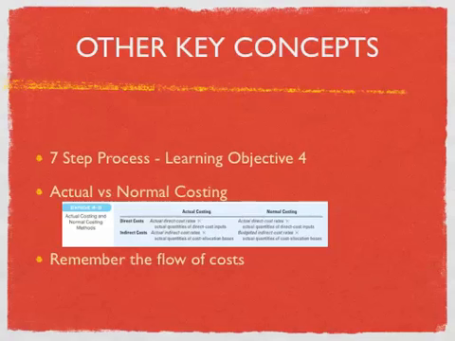Step 6 is compute the indirect cost allocation to the job. So we're going to multiply the actual quantity of each different allocation base by the indirect cost rate for each allocation base. And finally, step 7 is compute the total cost of the job by adding all the direct and indirect costs. So we will actually look at an example in a little bit.